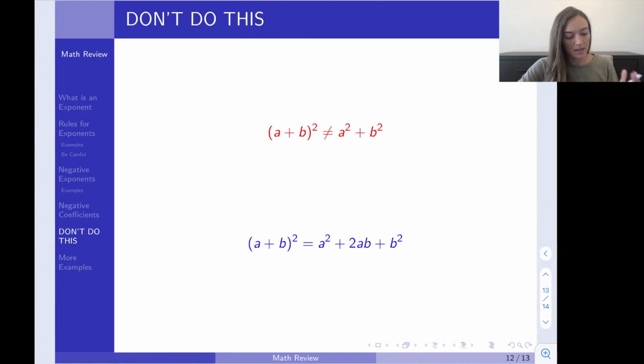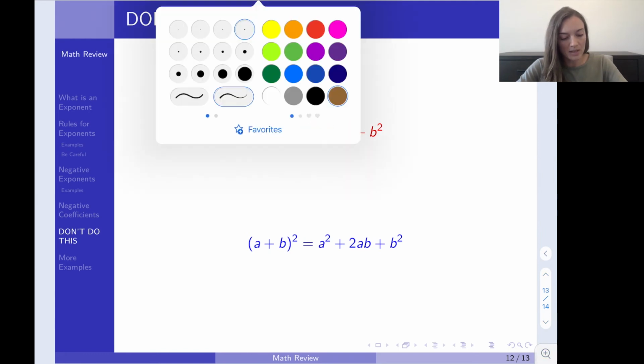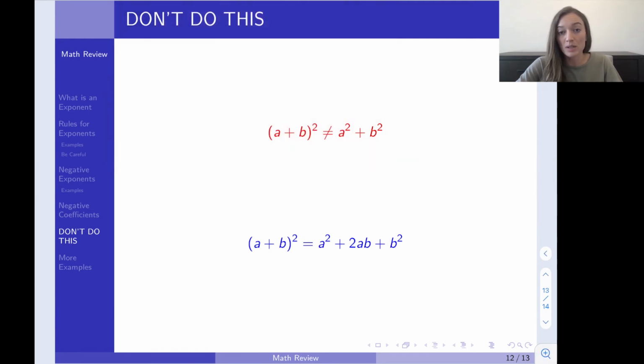Okay, and then a very common mistake that a lot of students make is, when we have a plus b and then square that whole thing, writing it as a squared plus b squared. And this is not correct. The correct answer has this extra term here, and you can see this even if you just plug in numbers.